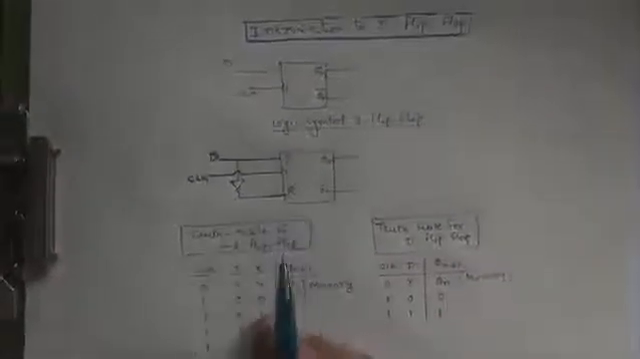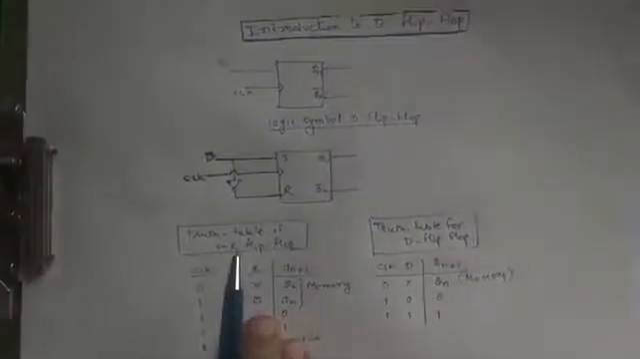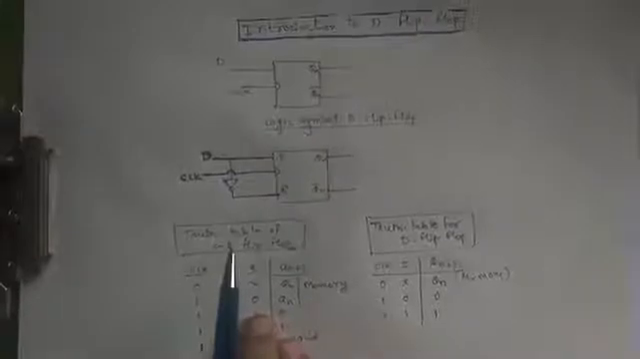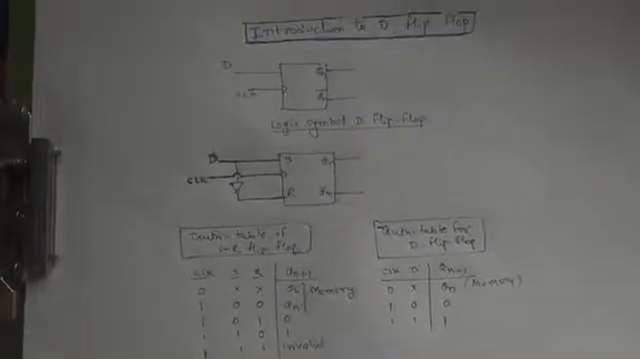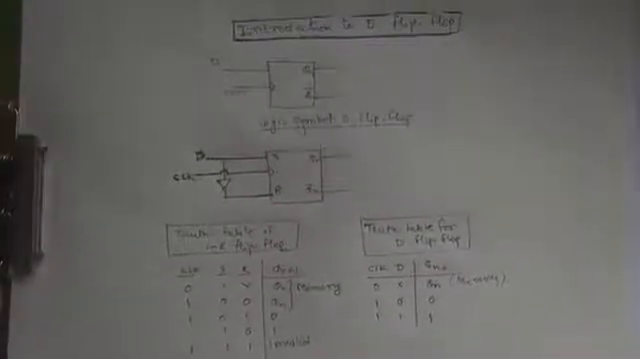This D flip-flop is a very commonly and widely used flip-flop. It's also known as data flip-flop. In this flip-flop, we have to simply give the inputs, apply the clock, and the data gets stored. Remove the clock, still the data will be stored for you.